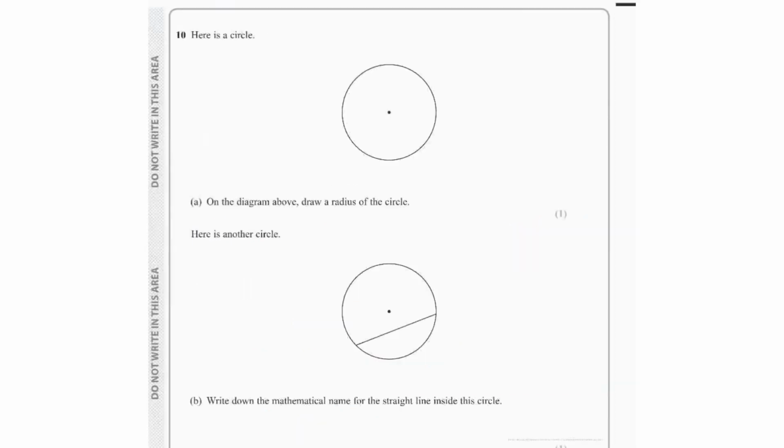Question 10 says, here's a circle. On the diagram above, draw a radius of the circle. So radius is your distance from the center of the circle to the circumference. So it can be any line. You can draw it like this. You can draw it like this. Anything, as long as it's coming from the center and going towards the circumference. All of these are the radius.